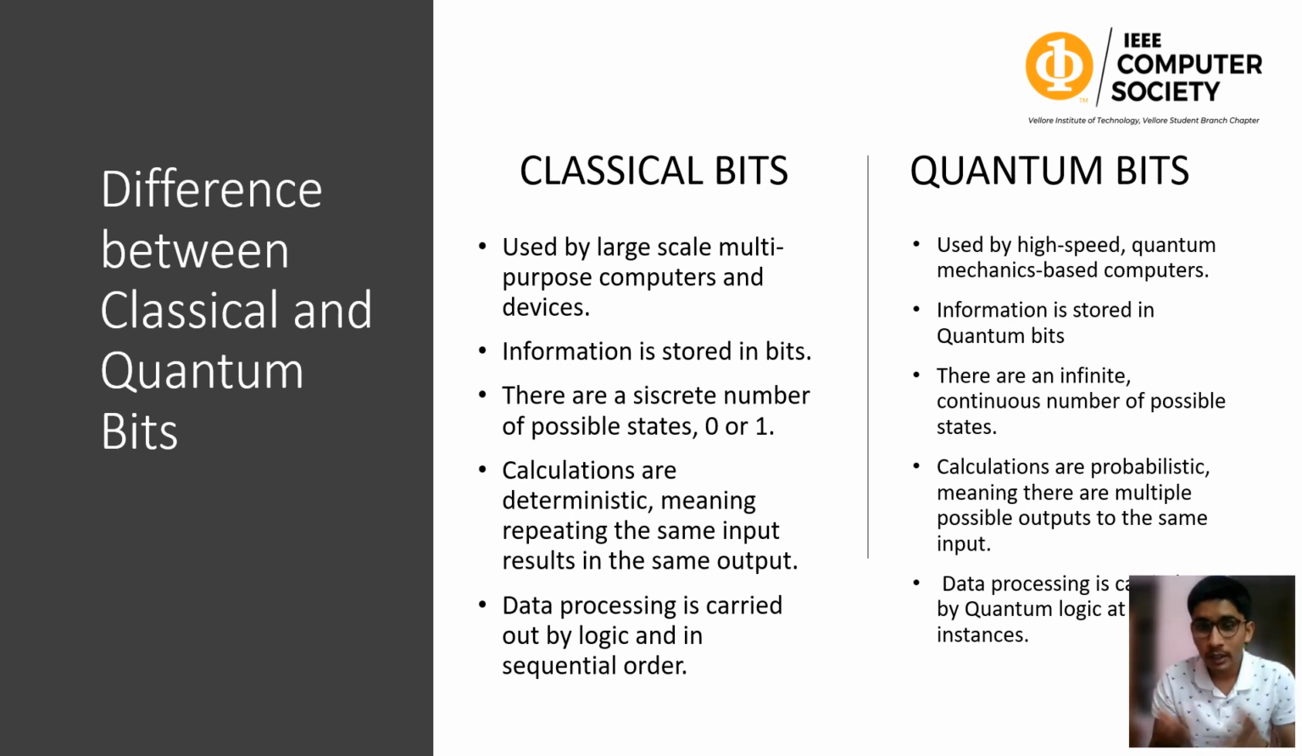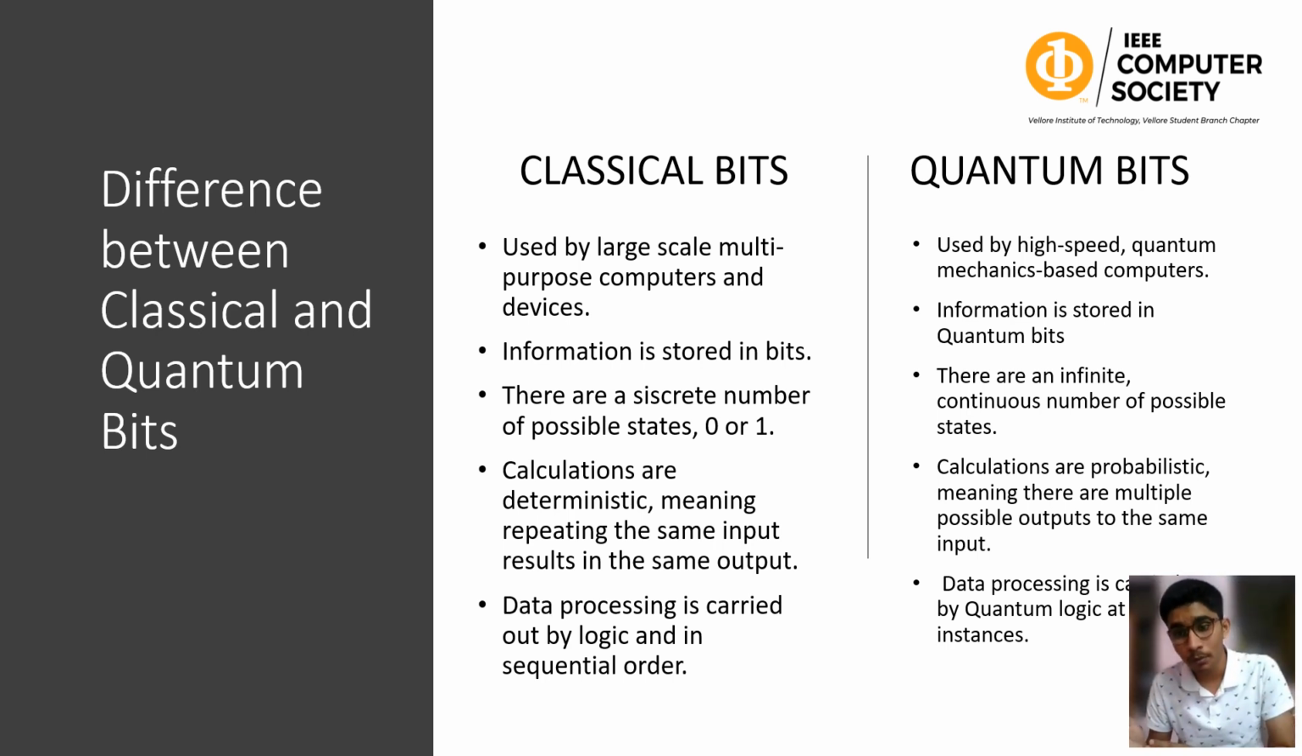Calculations are deterministic, meaning you get the same output by repeating the same input. In qubits, or quantum computers, the calculations are based on probability, meaning there can be multiple outputs for the same input. In classical computers, data processing is carried out by logic, that is, logic gates, AND gate, OR gate, in sequential order, right? So you perform an AND gate, then an OR gate, then an XOR gate, and similarly in sequential order.